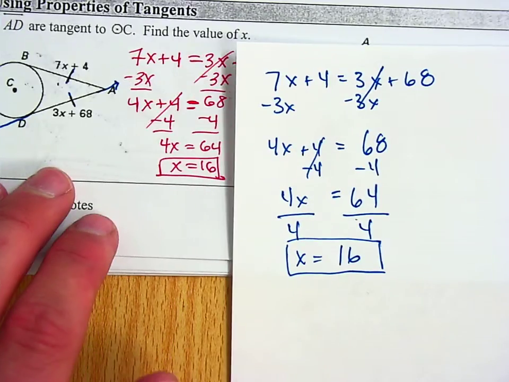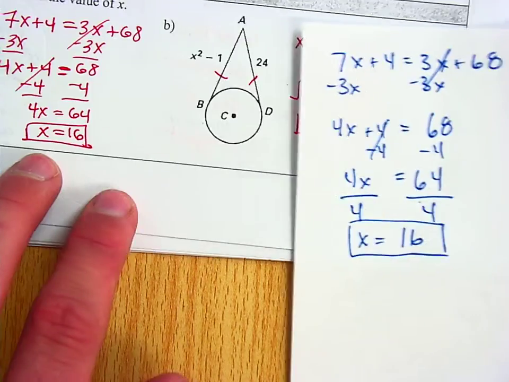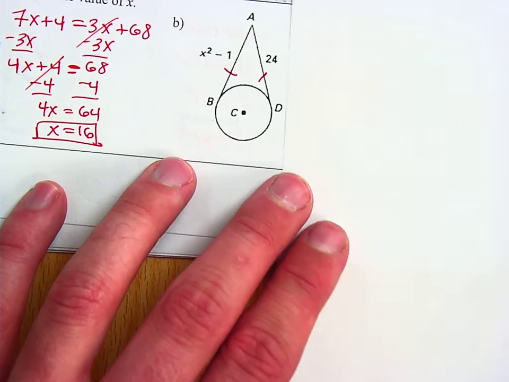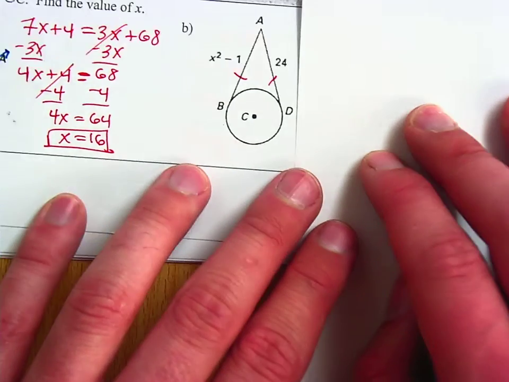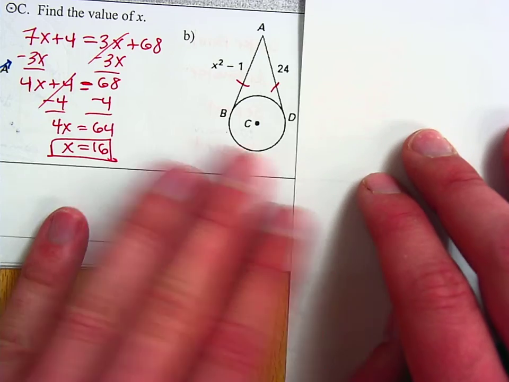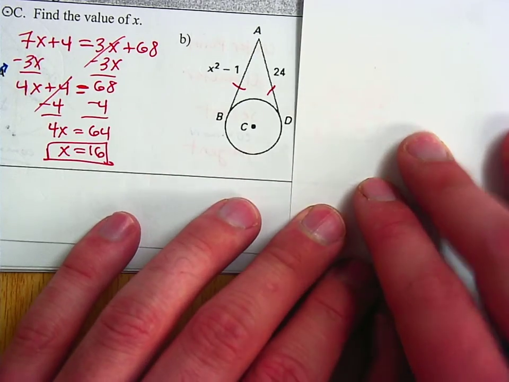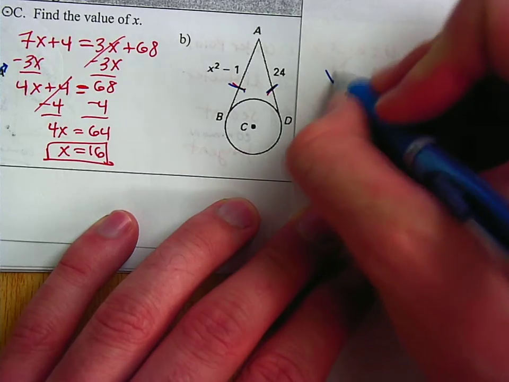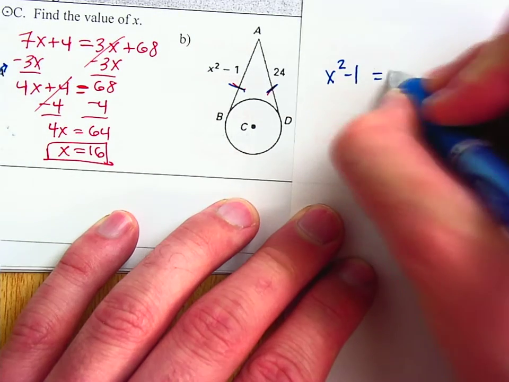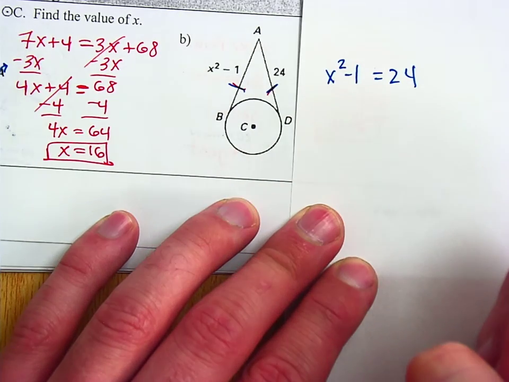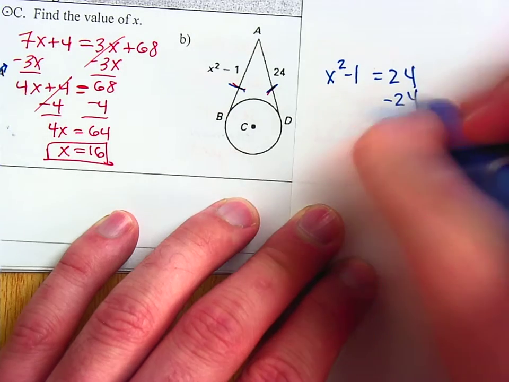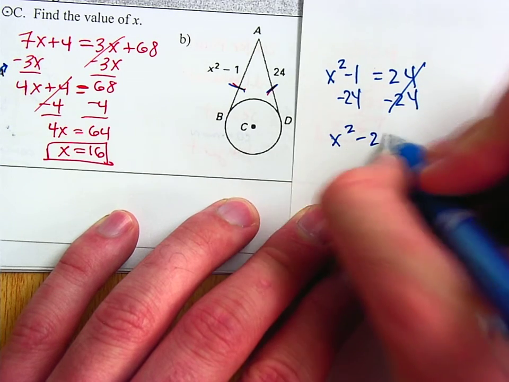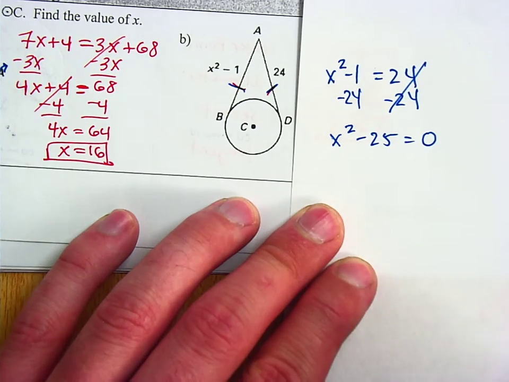Right? Well, if we look next door, we have another problem, and it's just like that problem. They said that AB and AD are tangent to the circle C. So that means they're congruent, and that means we just set them equal to each other. So x squared minus 1 equals 24. So we're going to subtract 24. x squared minus 25 equals 0.